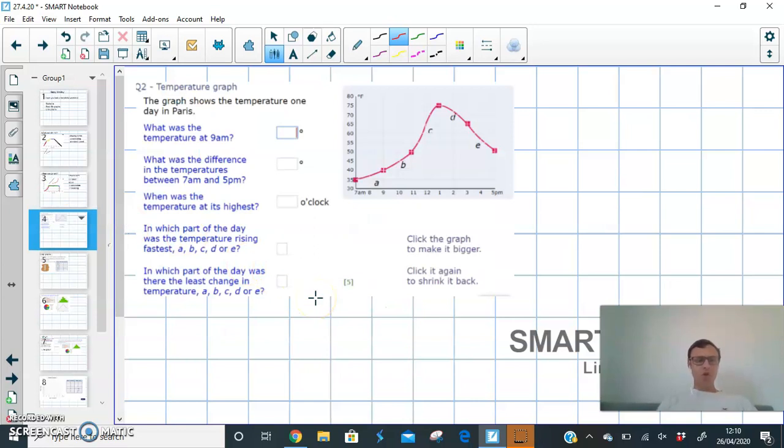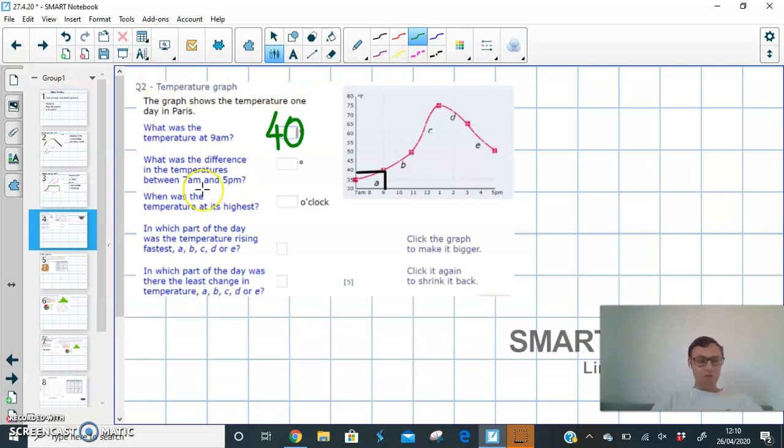Now, question 2, I'm not going to go through all of these, but it's looking at and understanding what the real life graph is showing. So what was the temperature at 9 AM? Well, at 9 AM you would get your ruler out and draw up from 9 AM, and then go along to the y-axis, and I would say that that's about 40 degrees Fahrenheit. So in there we would type 40.